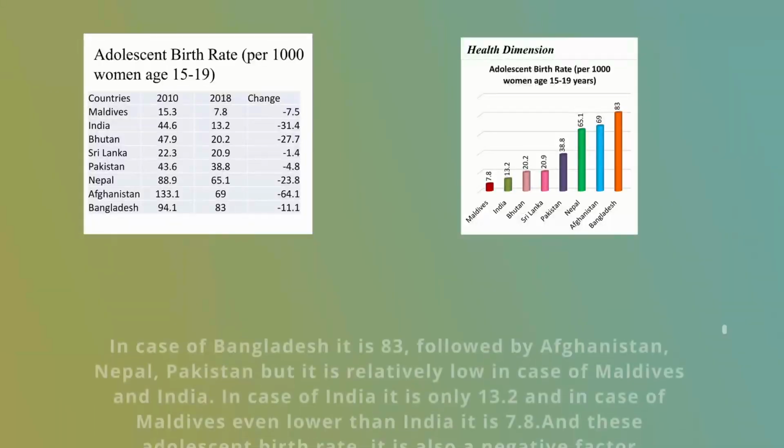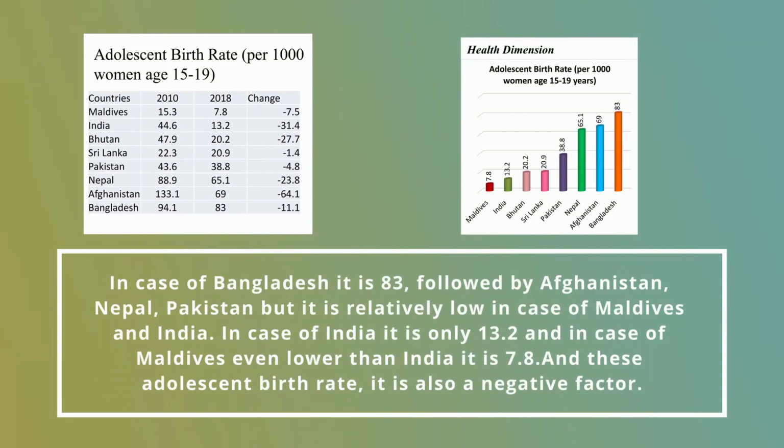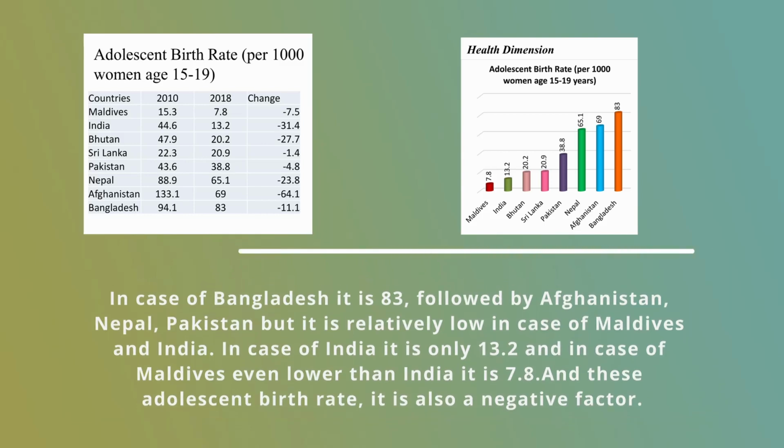This adolescent birth rate is relatively high in case of Bangladesh. It is 83, followed by Afghanistan, Nepal, Pakistan, but it is relatively low in case of Maldives and India. In case of India, it is only 13.2, and in case of Maldives, even lower than India, it is 7.8. And this adolescent birth rate is also a negative factor.